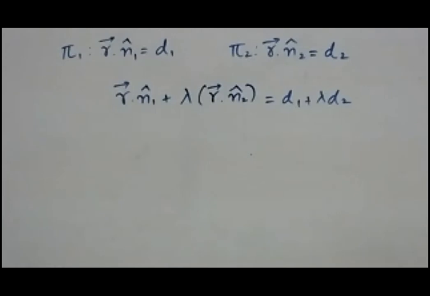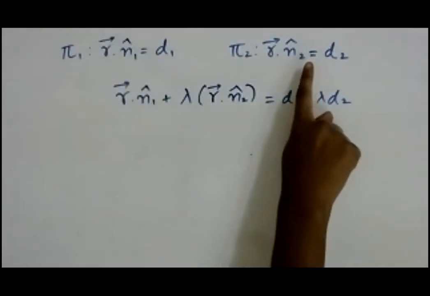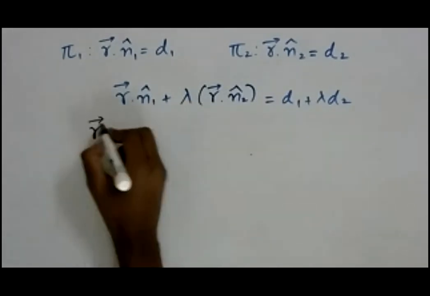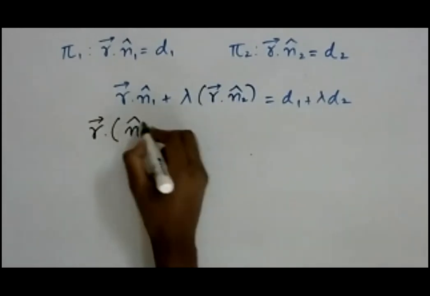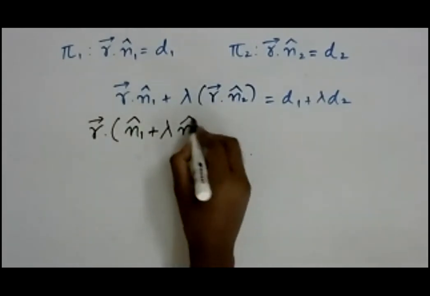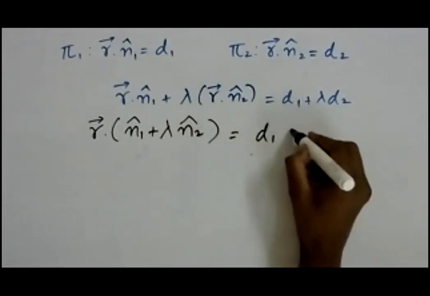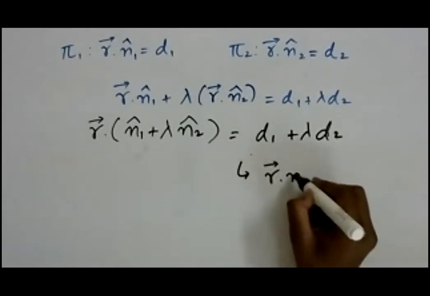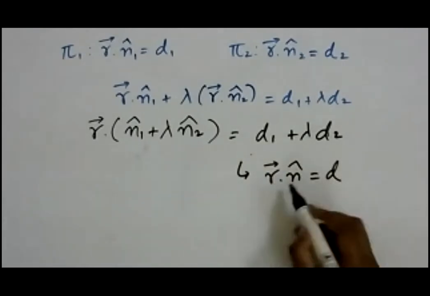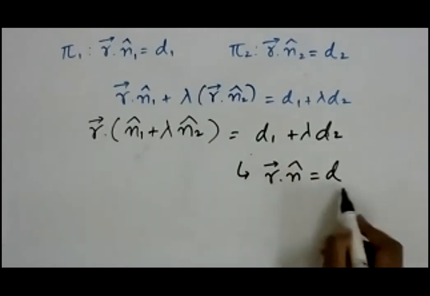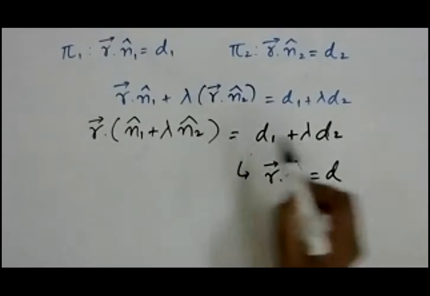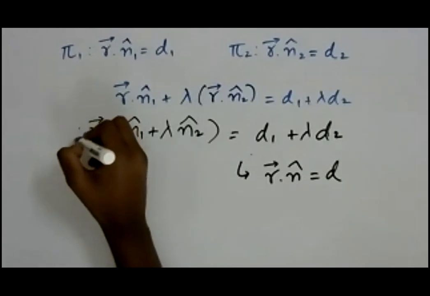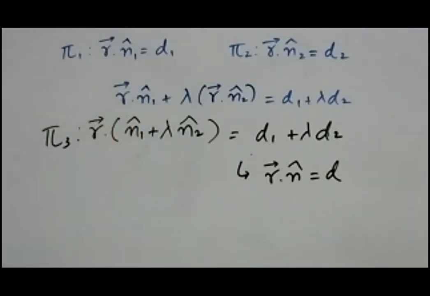Now what I've done is added this equation to lambda times this equation, where lambda is some real number. Rewriting this, we get r vector dotted with n1 hat plus lambda times n2 hat is equal to d1 plus lambda times d2. Comparing this with the equation r vector dot n hat is equal to d, we know that this is the equation of a plane. So this is also an equation of some plane. Let us call that plane pi3.